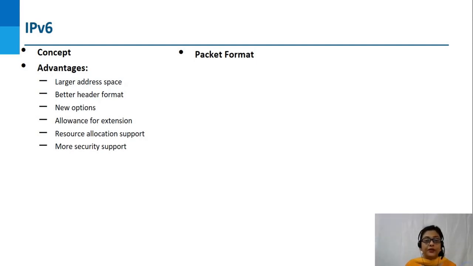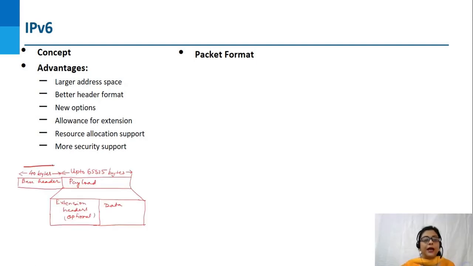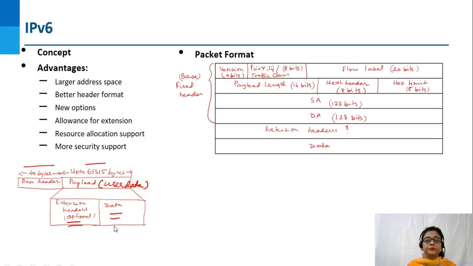Let us now look at the packet format. There is a 40 bytes base header followed by the payload or the user data consisting of up to 65535 bytes. In the payload we again have the extension header, which is optional, followed by the data part. This is the format for the packet, and we can see here it starts again with the version field of 4 bits. Then there is a priority or the traffic class field having 8 bits followed by 20 bits of flow label. Next we have the payload length of 16 bits followed by the next header of 8 bits.